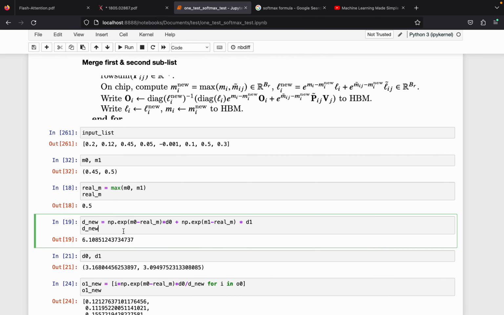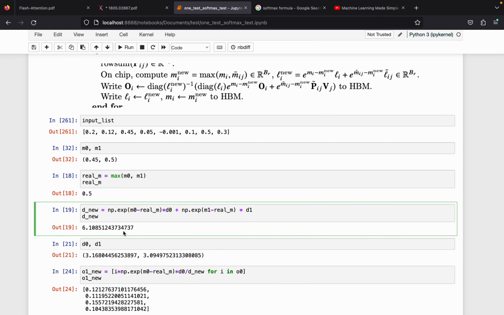Now applying our logic once again. Whatever the maximum value found so far for the first array is M0, right? We are undoing the changes. That means we compute e raised to (M0 minus the real m), because this is what the real max is.